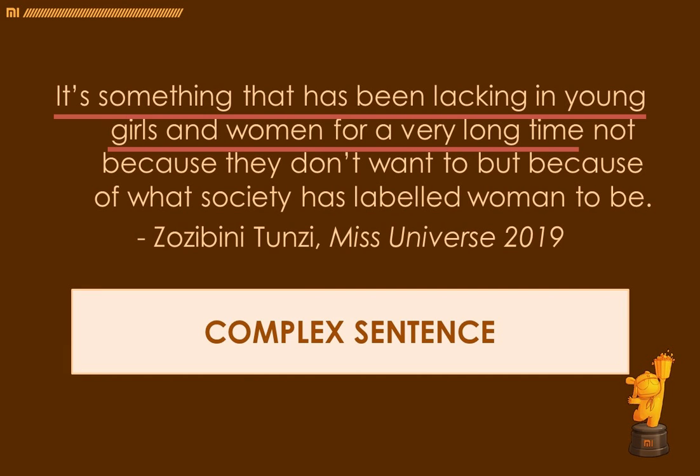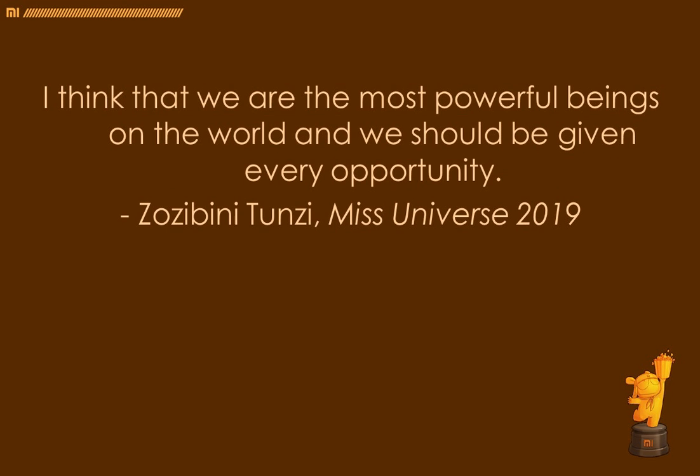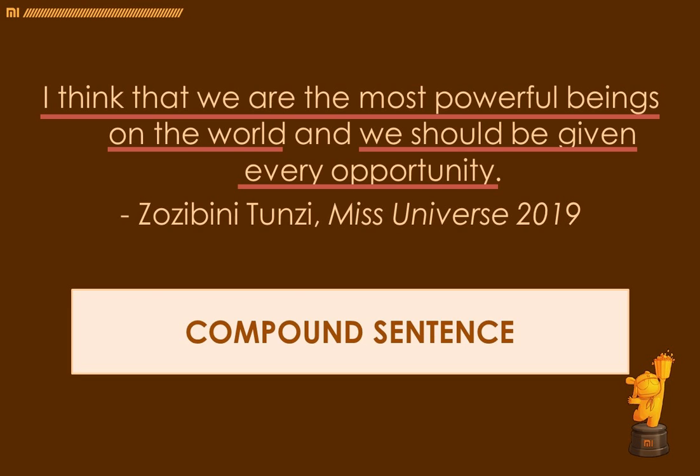The independent clause in this sentence is it's something that has been lacking in young girls and women for a very long time. Number 3. I think that we are the most powerful beings on the world and we should be given every opportunity. This sentence is a compound sentence. The first independent clause is, I think that we are the most powerful beings on the world, and the second independent clause is, we should be given every opportunity.